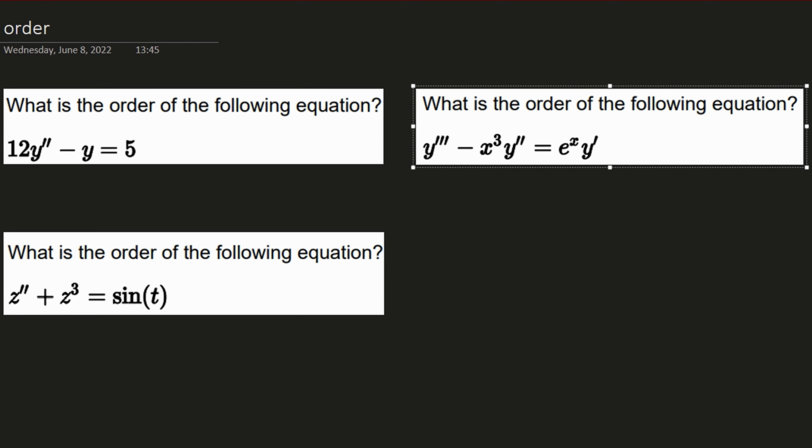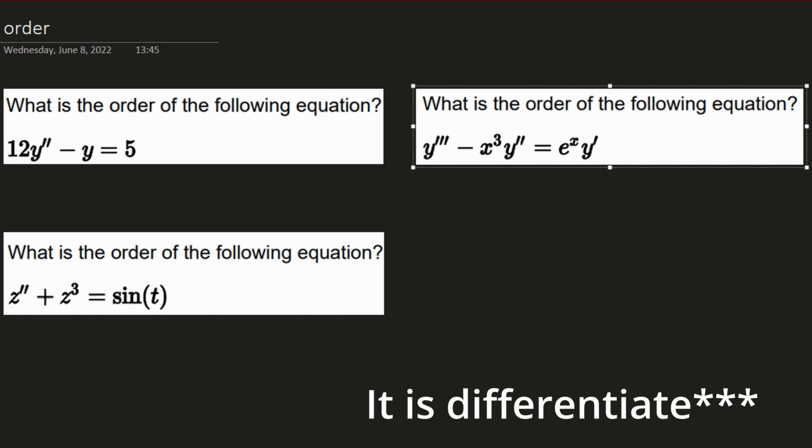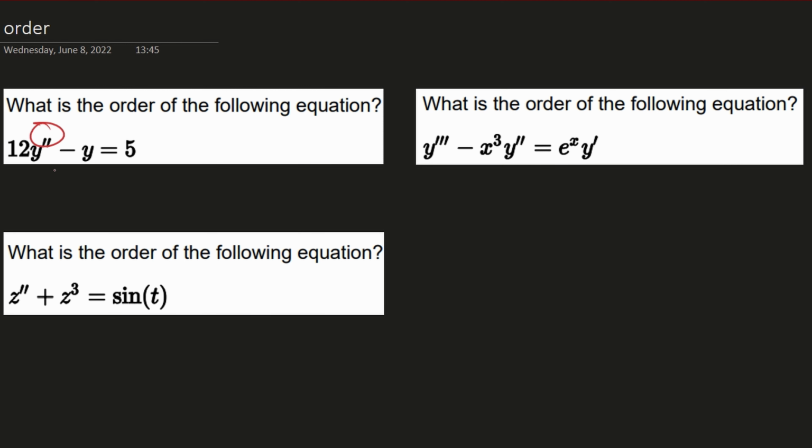For these problems, we're going to be looking at the order of the equations. So for this first one, and for any one actually, when we look at order, we're going to be looking at how many times we need to differentiate this. I keep forgetting the actual term, but basically we have this y double prime.